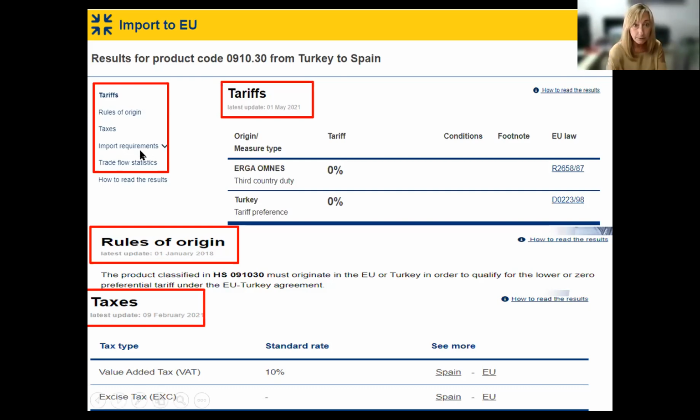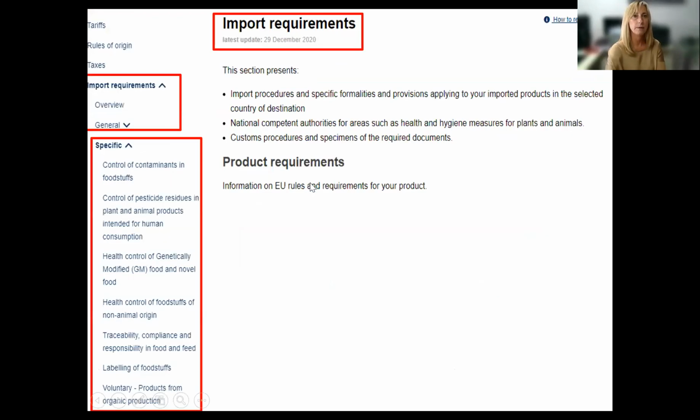Okay, and then after you will have also statistics. Okay, so there we go. On the left-hand side, we are going to check out now the import requirements. What you can find in this part of import requirements, you have information about an overview regarding the European Union.